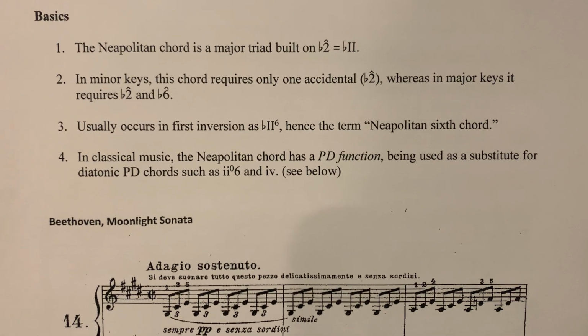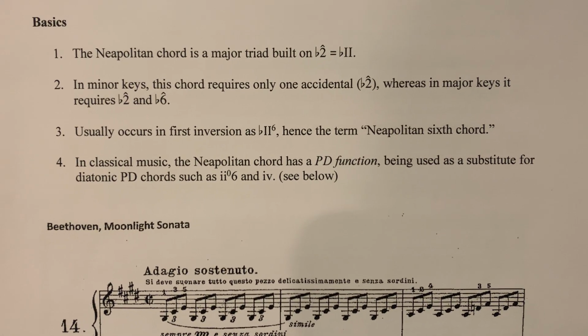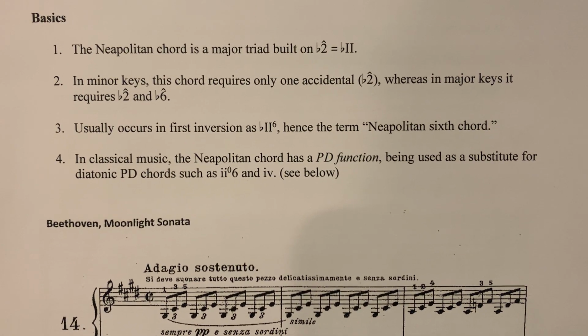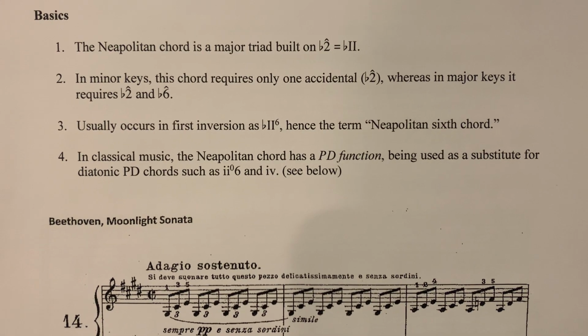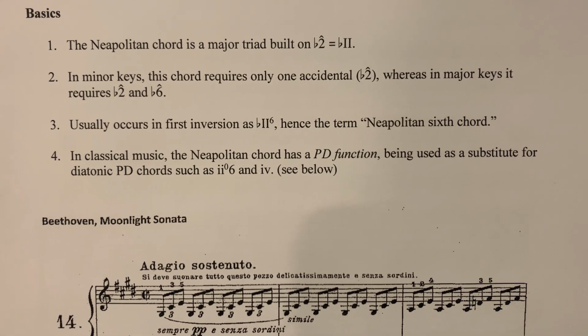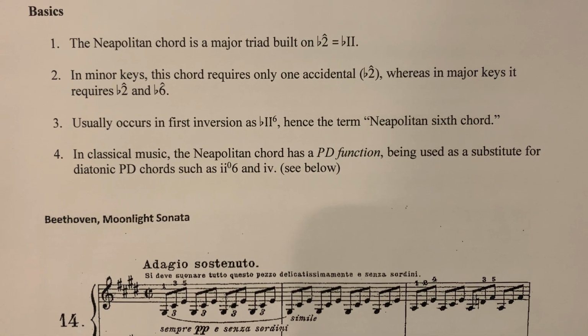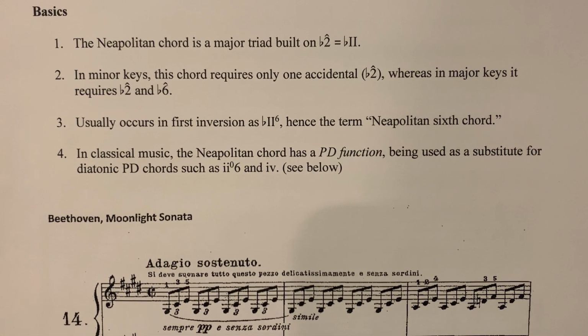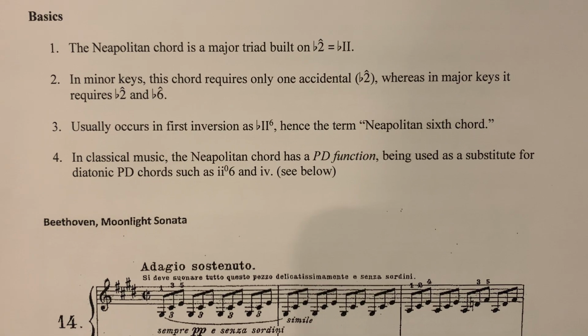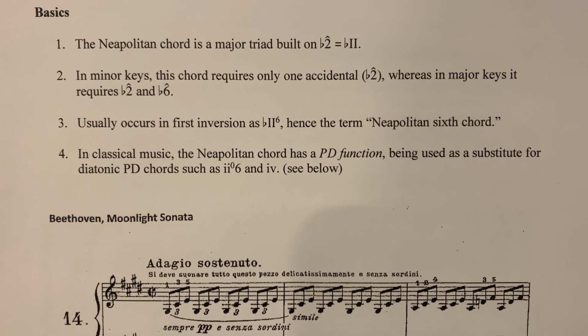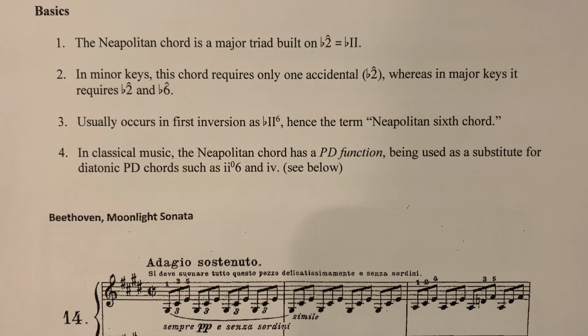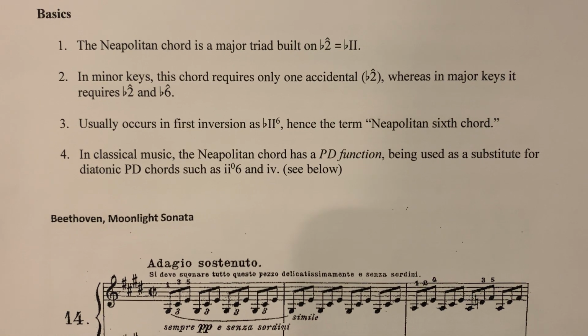So some call this also the Phrygian 2 chord, because it would be diatonic in the Phrygian mode that has a flat 2. Now, usually this chord occurs in first inversion as flat 2 6, which gives it the term Neapolitan 6th chord. And that's the main chord we're going to talk about in terms of part writing, the Neapolitan 6, the flat 2 6 chord.